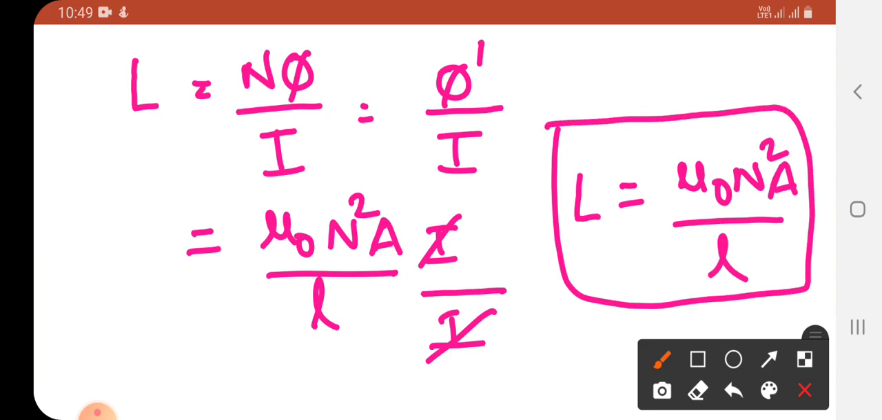where L is the length of the solenoid, N is the number of turns of the solenoid, and capital A is the area of cross section of the solenoid. Now let us see what is the self-inductance of the toroid.